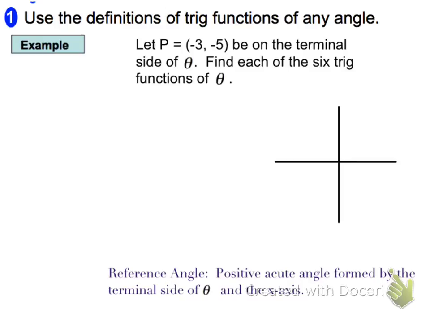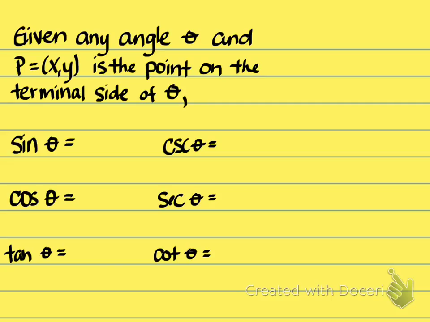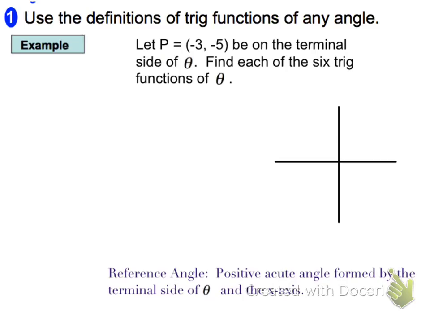We're given a point P, (-3, -5), and it's on the terminal side of theta, and we want to find the values of the 6 trig functions. Now, if you remember from our previous videos, the sine of theta is equal to the y value of the point. The cosine is equal to the x value. Tangent is y over x, and then from there we get all the reciprocals. Now, if you remember, we said in class those only work if we're on a unit circle.